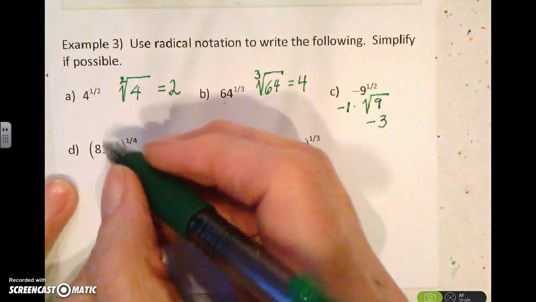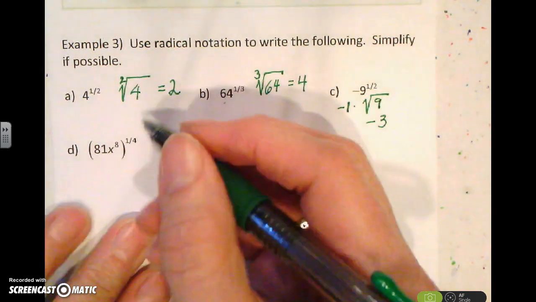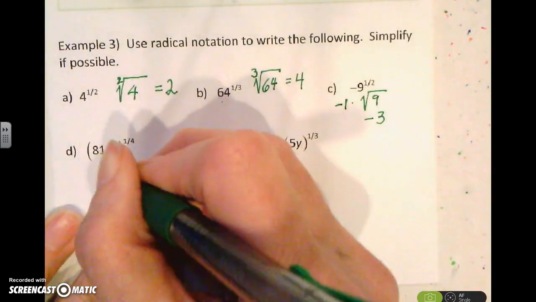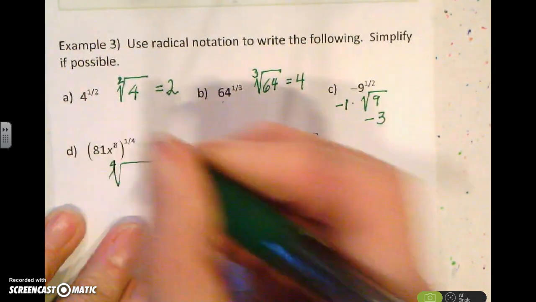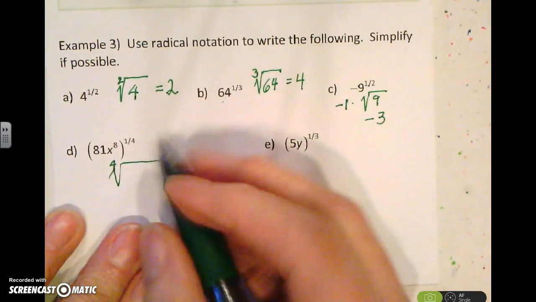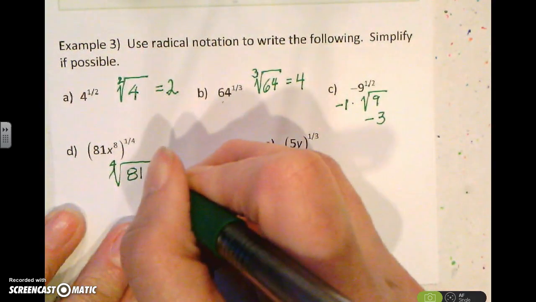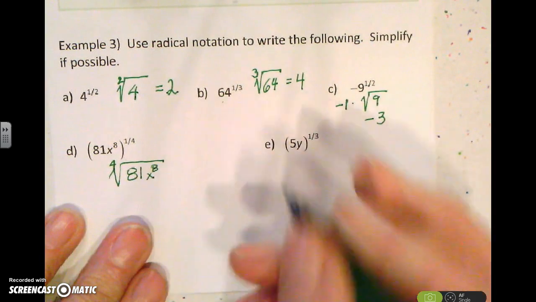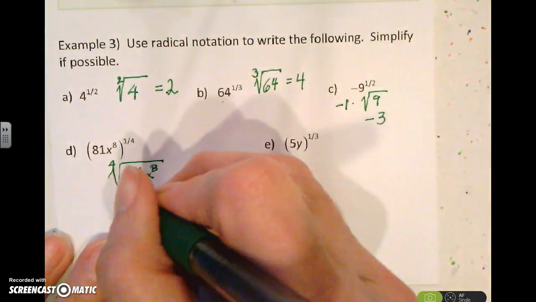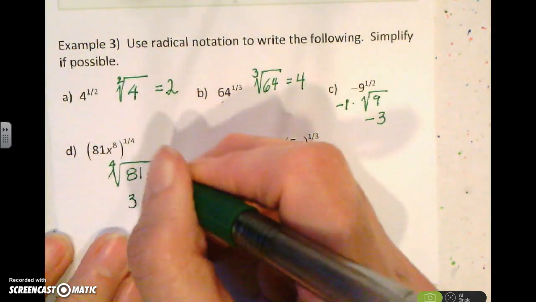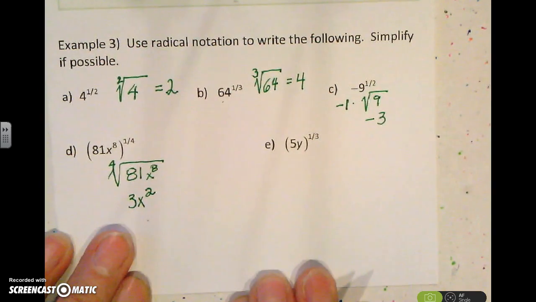So here I have 81 x to the 8th, the whole parentheses raised to the 1/4. So I'm going to again have a radical. It's going to have an index of 4 because my denominator is 4. And inside of this, I'll have an 81 x to the 8th. So the whole thing is going to go inside. Then I will take the 4th root of 81, which is 3, and the 4th root of x to the 8th, which is x squared.